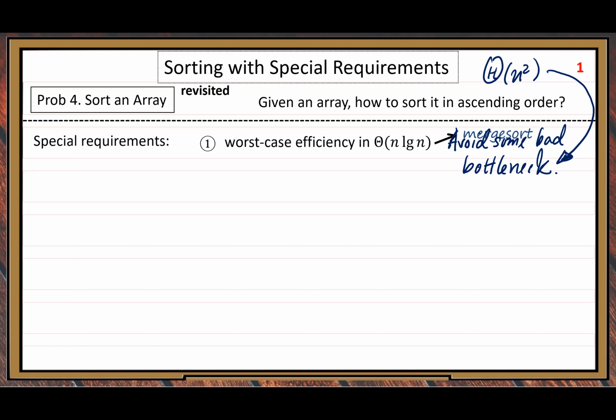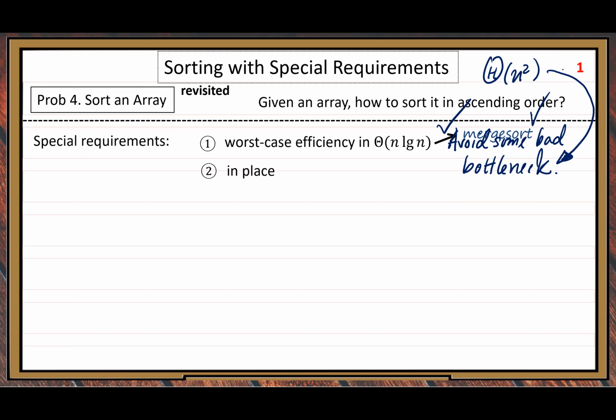So look at merge sort. Merge sort does not satisfy this requirement, right? Oh, sorry, merge sort satisfies this. Merge sort is a good choice for this requirement. Merge sort, we have the worst case, big theta of n log n. But quick sort does not satisfy this requirement, right? Quick sort does not. Merge sort, yes.